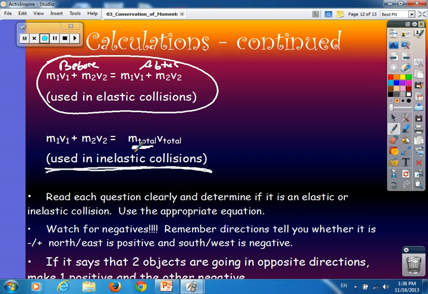So remember, read the question clearly. Determine if it's an elastic or inelastic collision. Do the cars bounce off of each other? Do the cars get tangled up? Or kids, or people on skateboards, or whatever the case may be. Do they get tangled up? Do they bounce? Watch for your negatives. If a ball comes in at 20 and goes out at 20, then you'll be looking at a change in velocity of 40. You have to watch your directions. If you make one direction positive, the other one has to be negative.